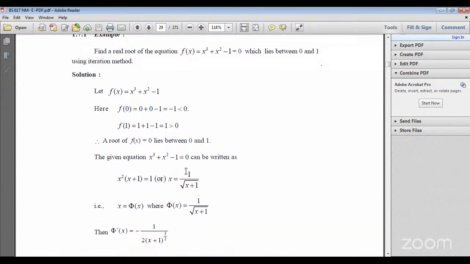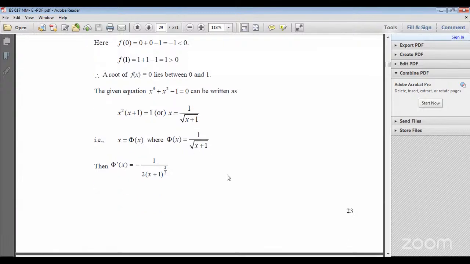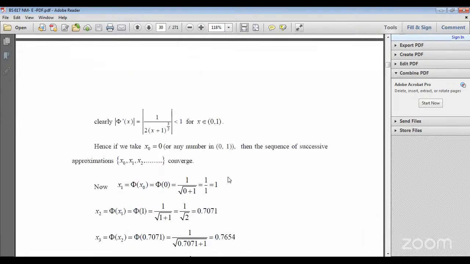Therefore, x square times (x plus 1) is equal to 1. x = 1 by root of (x plus 1), so x = φ(x) = 1 by root of (x plus 1). Then φ dash x = minus 1 by 2 into (x plus 1) whole power 3 by 2. Clearly modulus of φ dash x is less than 1, that is, for x belonging to the interval 0 to 1. Hence we take x0 equal to 0.